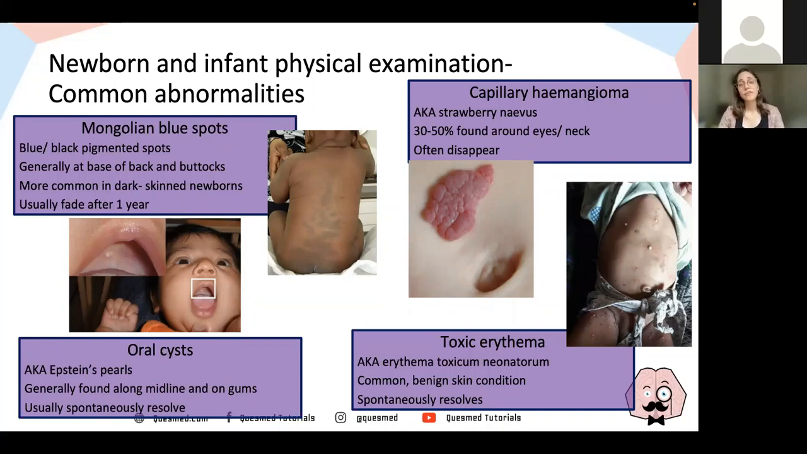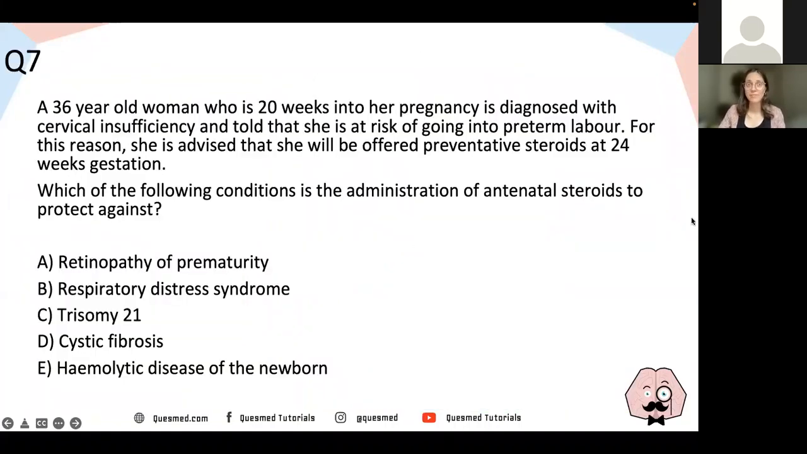And then a few other things you might see on the skin, you might see toxic erythema, known as erythema toxicum neonatorum, which kind of looks like pimples, but they're quite benign. It goes away within a few weeks from birth. Okay, made it through that. So let's move on to question 7.